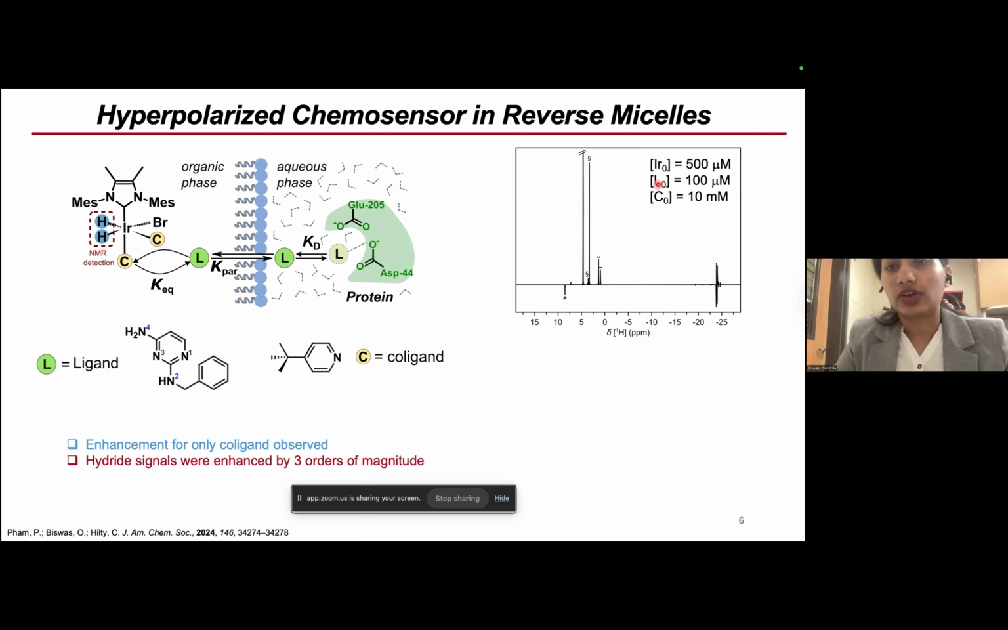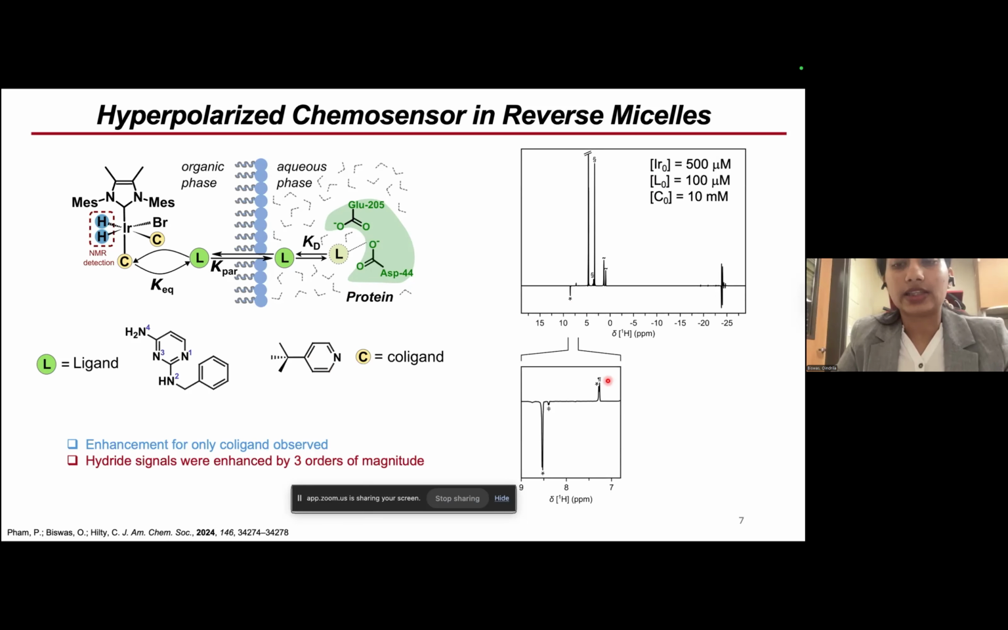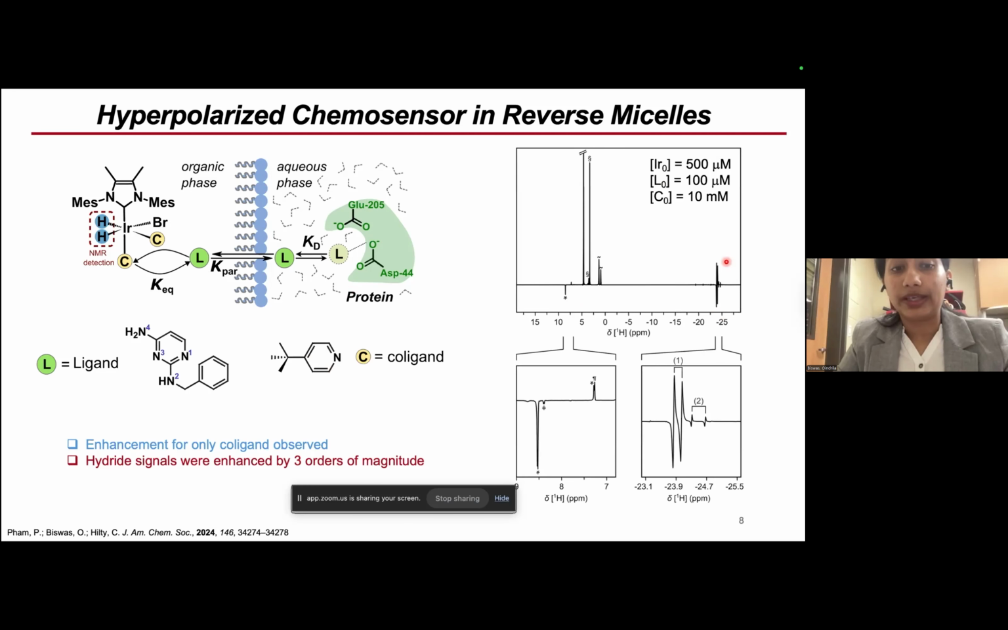Now this is the full spectrum of the reverse micelle solution. Here we can see that the co-ligand proton is enhanced, but we did not see any enhancement for the ligand proton. Here we can also observe the hydride peaks of the iridium complexes, which are 3 orders of magnitude enhanced. So, as we did not see any ligand enhancement, we thought, can we use the transient iridium complex as a chemosensor to know the free ligand concentration in the solution, which in turn can help us determine the protein-ligand dissociation constant.